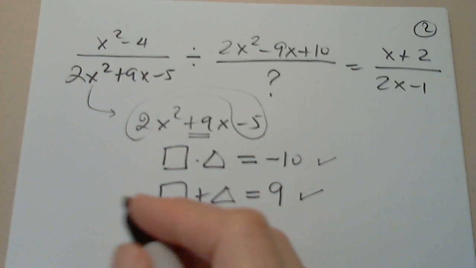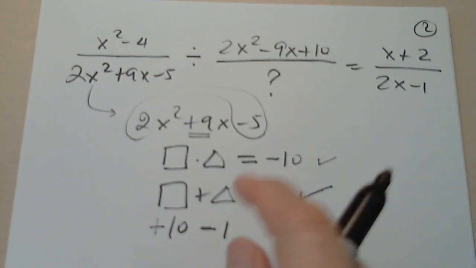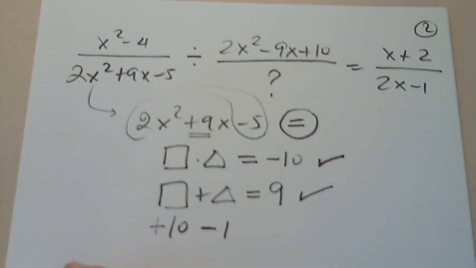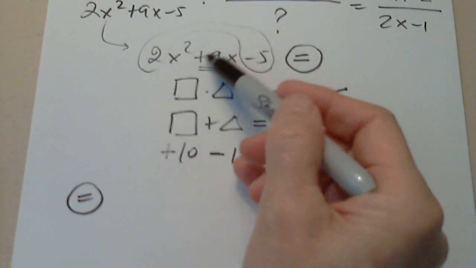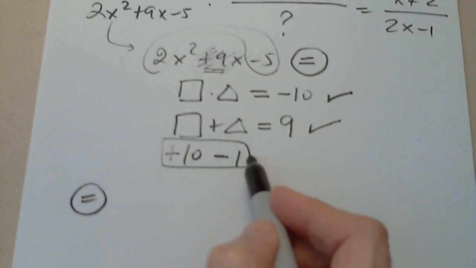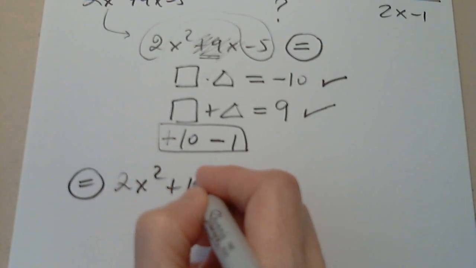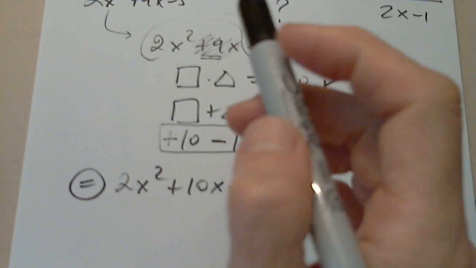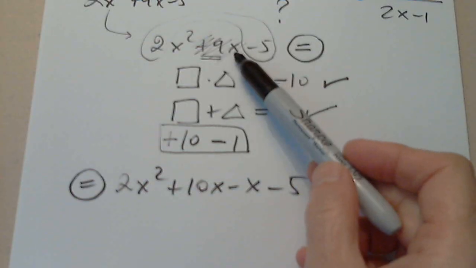10 times negative 1? 10 minus 1 is 9, correct. 10 times negative 1, negative 10, correct. But now, I have to change the middle term using these numbers. So, 2x squared plus 10x minus x and minus 5. I notice again that we did not change the problem. The problem is still 9x.